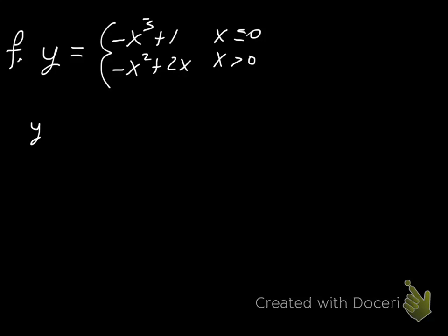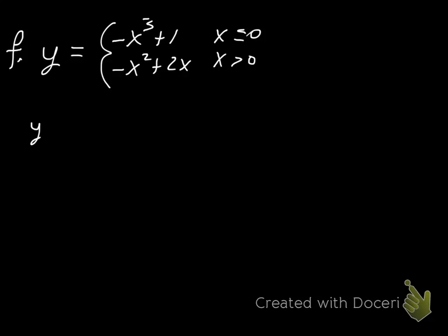Now, the function's discontinuous at 0 because if I plug 0 into the top branch, I get negative 0 cubed plus 1, so I get 1 for the left side. However, if x is greater than 0, then we use negative x squared plus 2x, and if I plug 0 into that, I'm going to get 0. So the left branch is going to equal 1, and the right branch is going to equal 0 as I approach 0 from the left and the right.